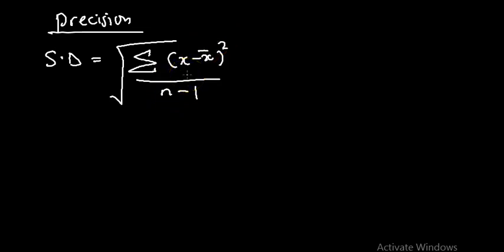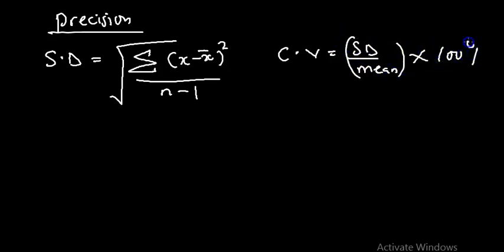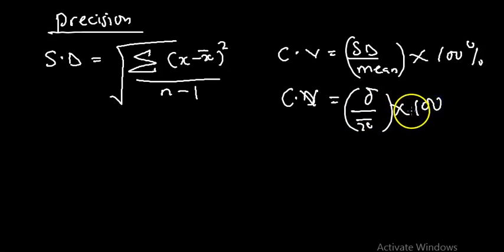Apart from the standard deviation, another way is using the CV, which is the coefficient of variation. The CV is simply going to be the standard deviation divided by the mean, multiplied by 100%. These formulas can help in quantitatively assessing the accuracy and precision of experimental data in the laboratory.